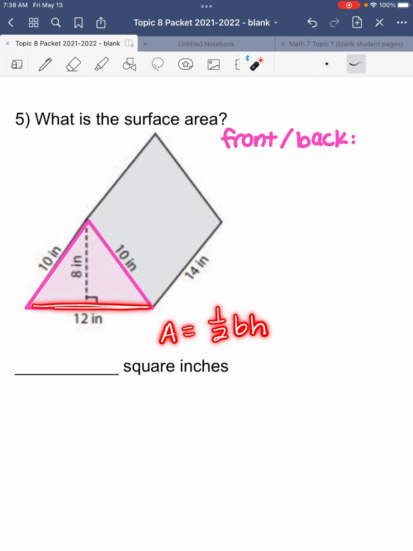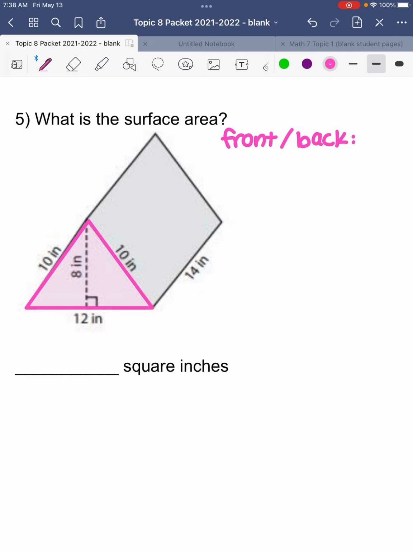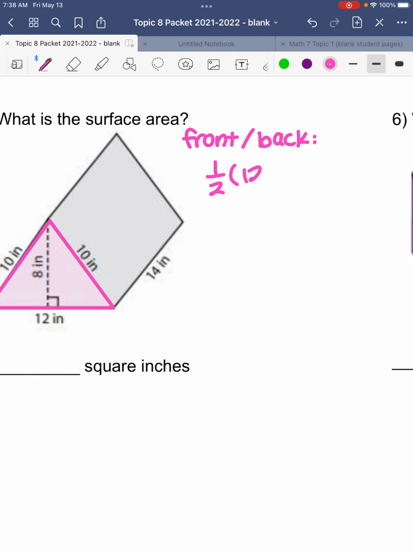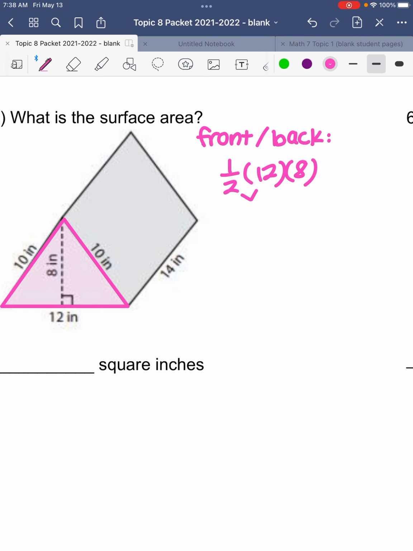So this 12 right here is my base, and this 8 is my height. So we have 1/2 times 12 times 8. Well, I know that 1/2 times 12 is 6, and 6 times 8 is 48. So I get 48, right?